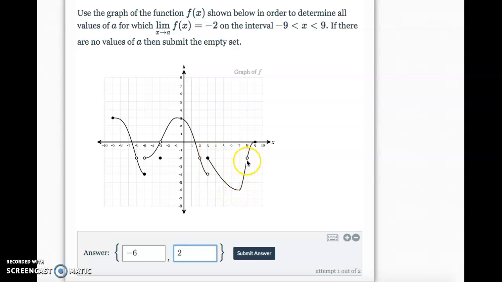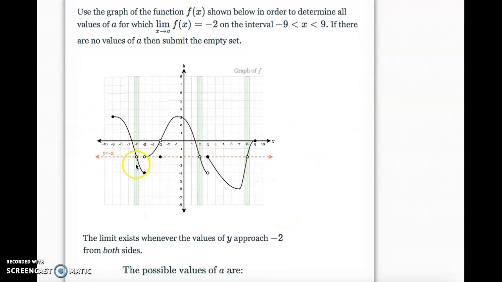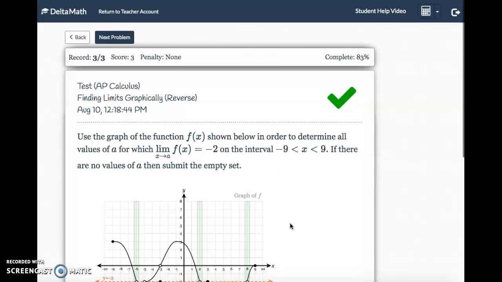Oh, and then we got one more spot right here. So as I approach 8 from the left-hand side and from the right-hand side, my graph seems to be negative 2, and so 8 would also work. Those would be the 3 places that if I plug them in for a up here, this would be a true statement. There we go. And again, it gives you that kind of visual. So just that little section where that works. All right, let me know if you have any questions.